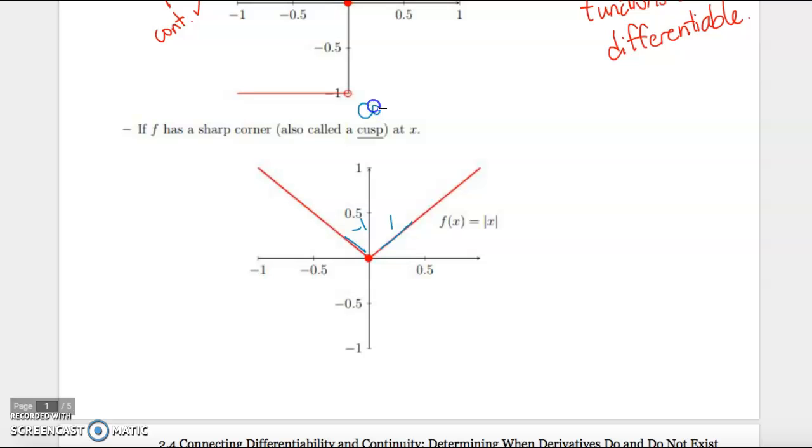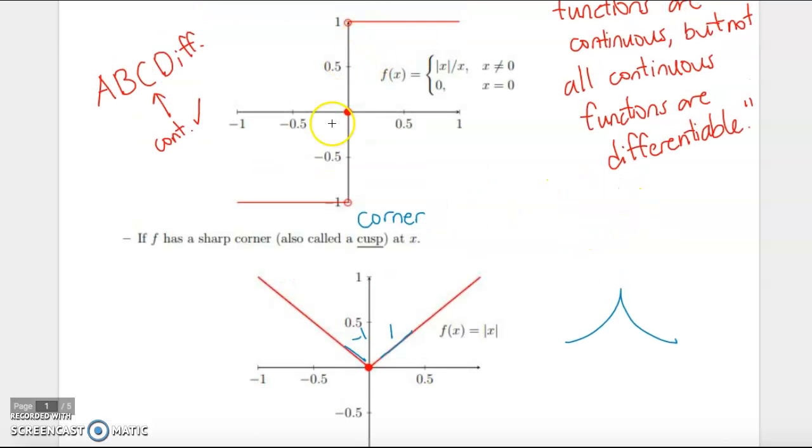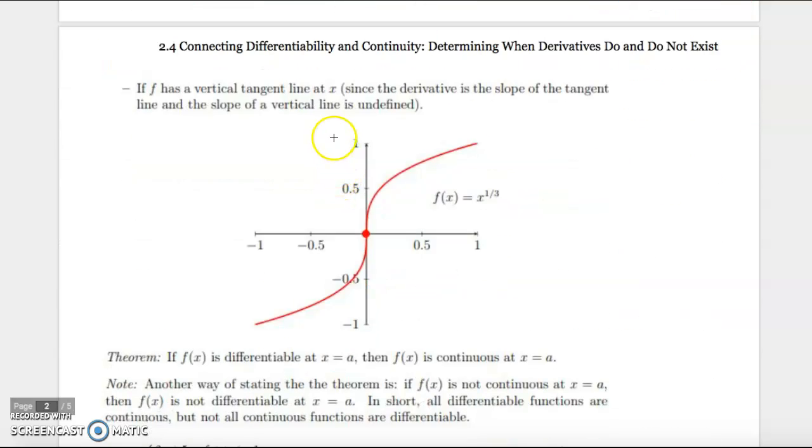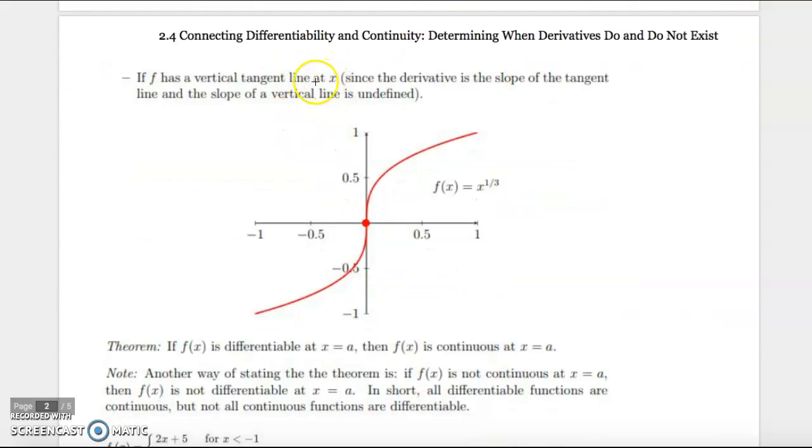It also could be known as a corner. It could look something like this, or it could be a straight line like that as well. So basically anytime you have a cusp or a corner, your function is not differentiable. If it's got a discontinuity, it's not differentiable. And then the last place would be if it has a vertical tangent line. If your graph goes vertical at a certain point, then we would say it's not differentiable because the tangent line slope here would be undefined.